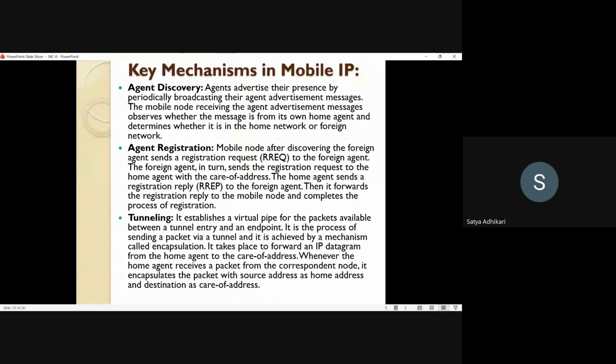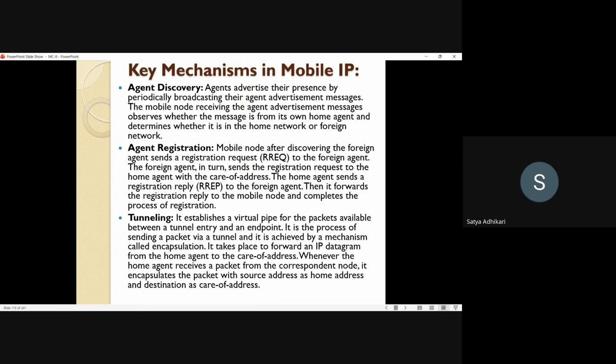Agent registration. Mobile node, after discovering the foreign agent, sends a registration request. That is, I am now entering your area, now register me. Registration request to the foreign agent. Once the request comes, the foreign agent in turn sends the registration request to the home agent, with the care of address.